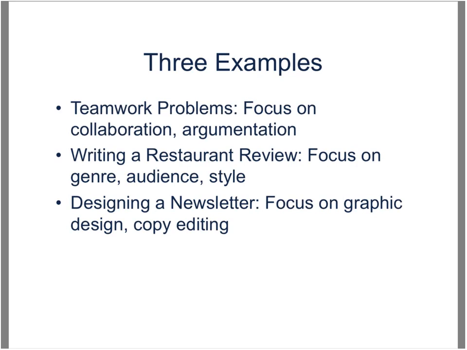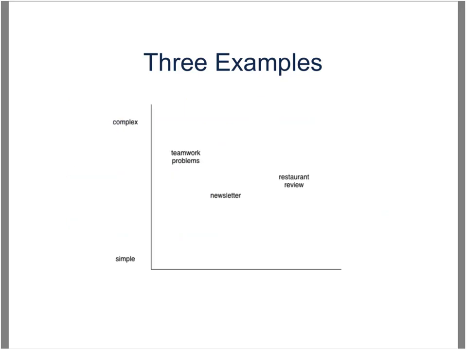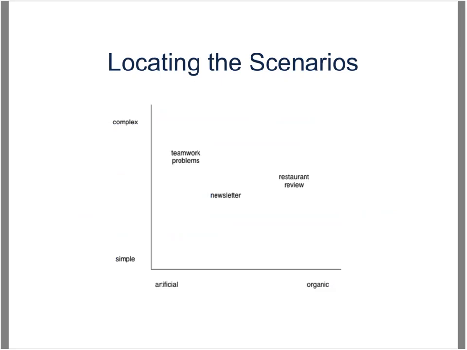Okay, I want to turn in a little bit more detail to 3 example scenarios. The teamwork problems scenario focuses on collaboration or argumentation. The writing a restaurant review scenario focuses on genre, audience, and style. And designing a newsletter is a text box that focuses on graphic design and copy editing. And these scenarios vary in terms of how complex and organic they are. Both the teamwork problems and the newsletter give students a lot of the raw content and some pretty specific directions about the players in that context.